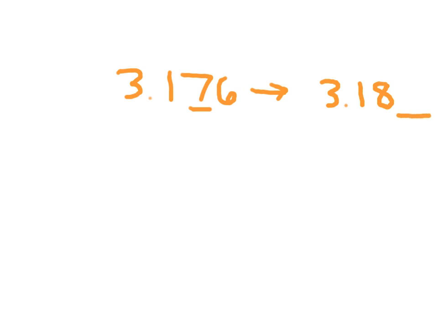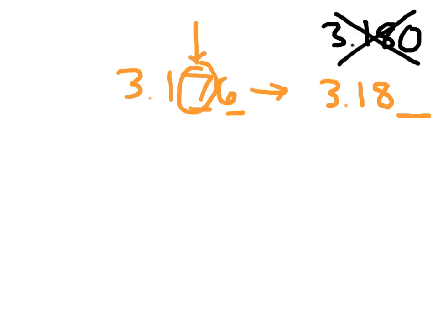I can't put a 0 there because I'm rounding to the hundredths place. I'm looking for a hundredths place answer. So don't make that common mistake. I'll see a lot of students try to put 3.180 as our answer, and you can't do that.